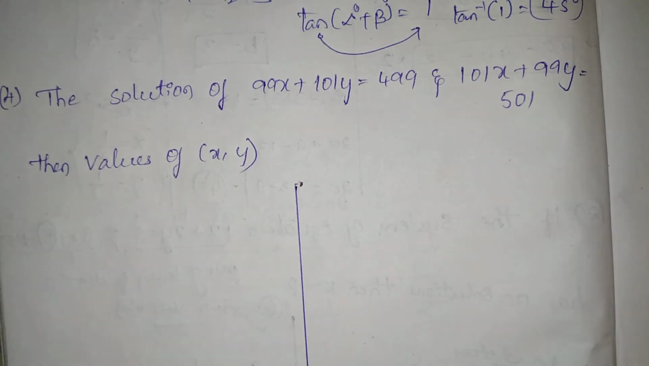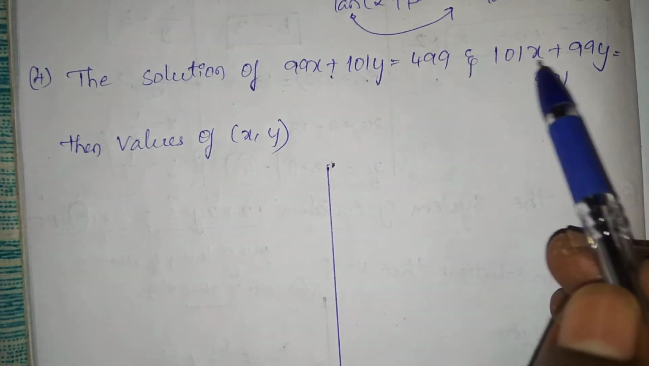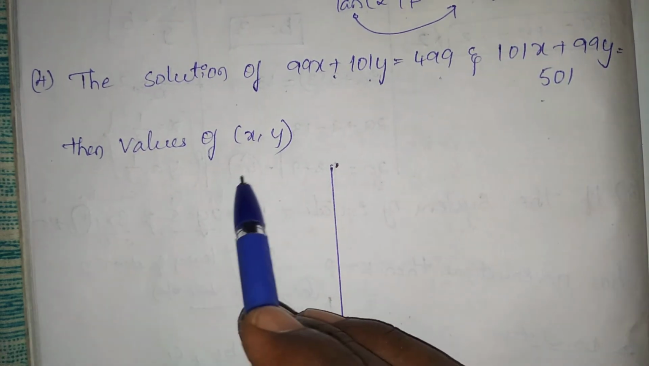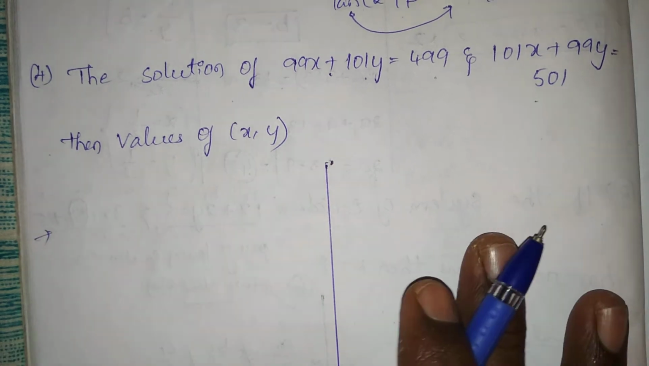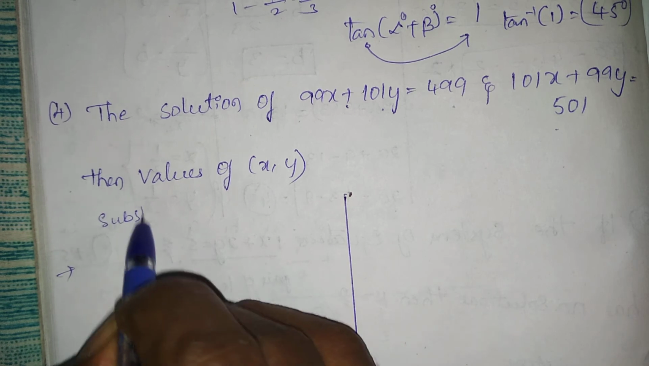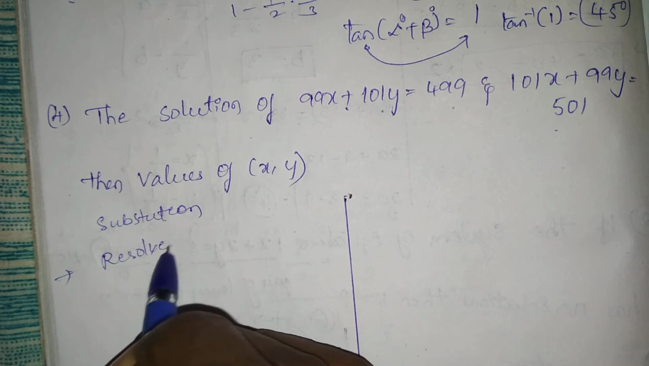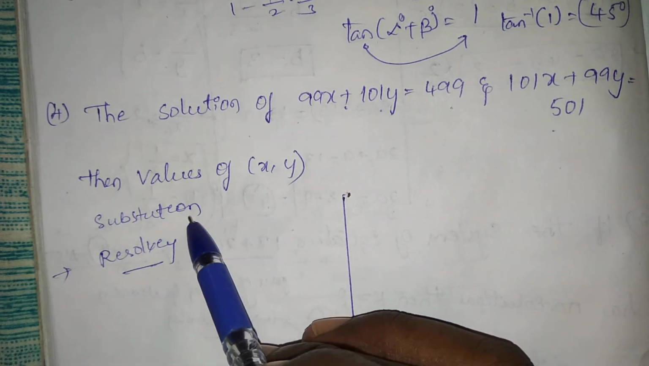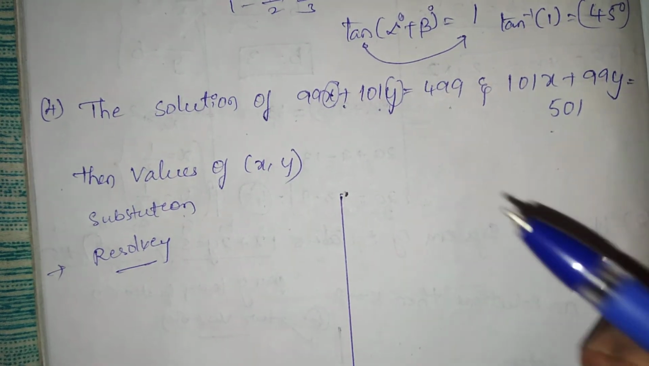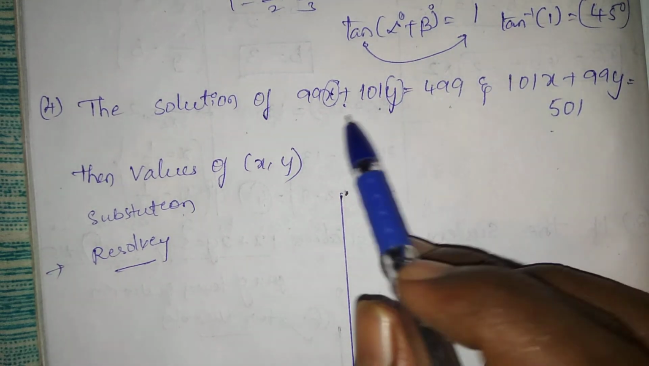And number 4 question. Solve 99x plus 101y is equal to 499 and 101x plus 99y is equal to 501, then find the values of x and y. Here we can use two methods: the substitution method and the resolving method. The substitution method is not in your syllabus, but in intermediate or diploma you can find it.